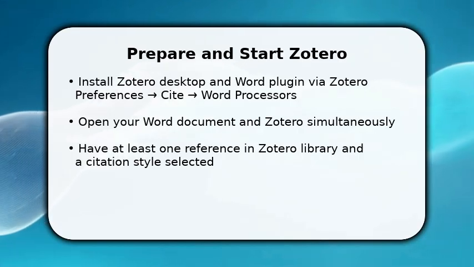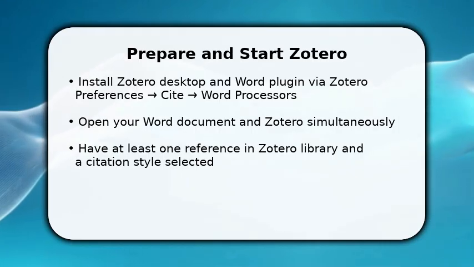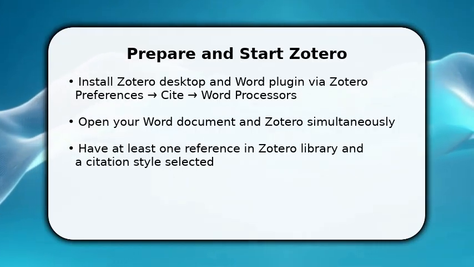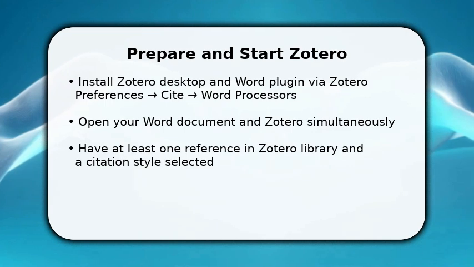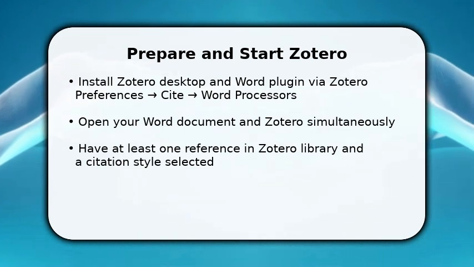Once done, place the cursor in Word where the first citation should go. This step ensures your workflow is live. Word can communicate with Zotero, and you won't lose time switching back and forth.